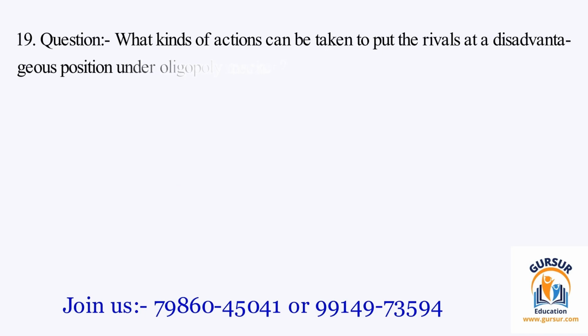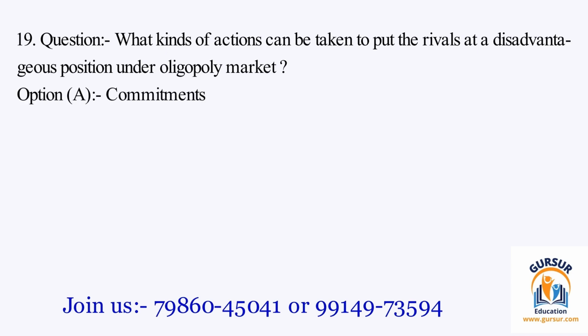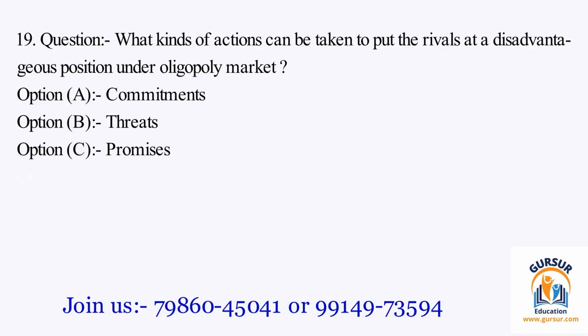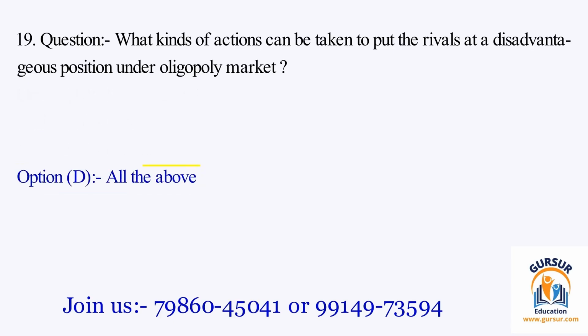Question number 19. What kinds of actions can be taken to put the rivals at a disadvantageous position under oligopoly market? Option A is commitments. Option B is threats. Option C is promises. Option D is all the above. The right answer of the question is option D, and that is all the above.